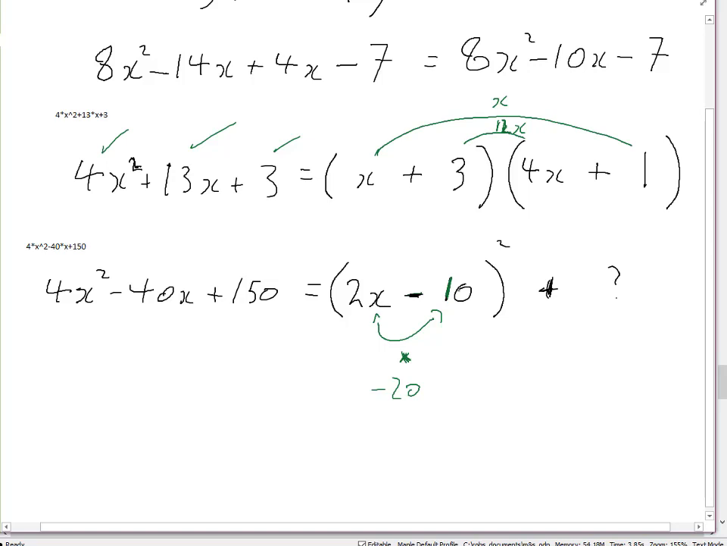So that must be negative 10. So 2 times negative 10 is negative 20. And when I multiply the brackets out, there will be 2 of those, so I'll get minus 40. So that's fine. That all works.